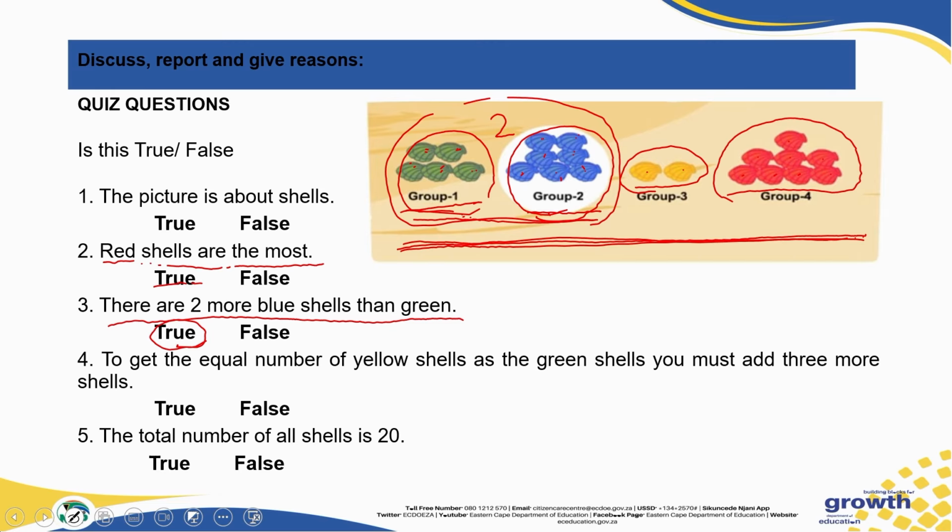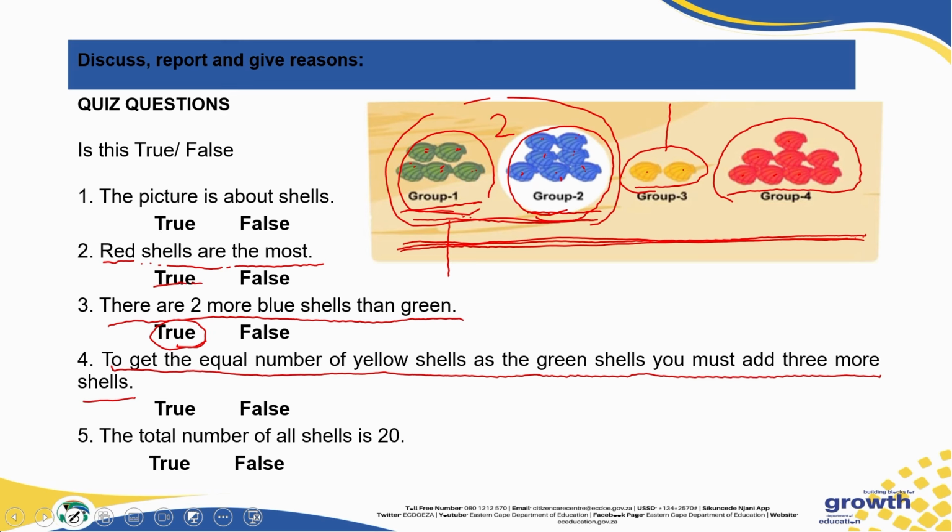Here is our number 4. To get the equal number of yellow shells as the green shells, you must add 3 more shells. Now, they are comparing these two. They are comparing yellow with green. Let us have a look. Yellow is less than green. Yes, it is correct. Now, let us see the difference.